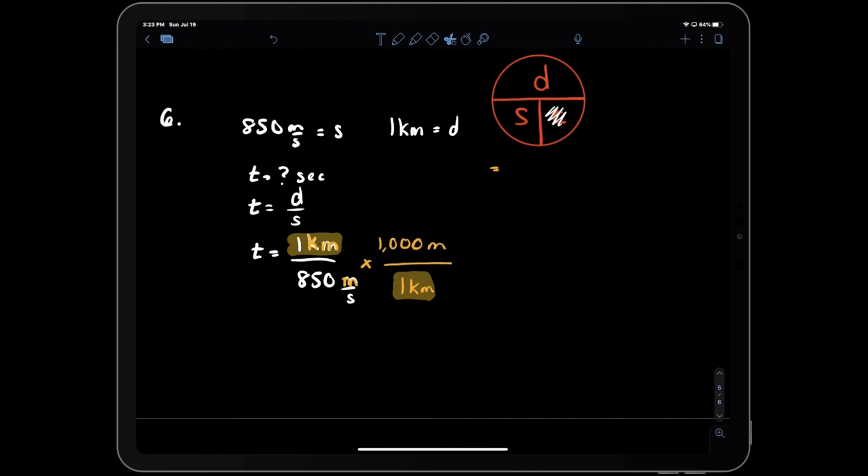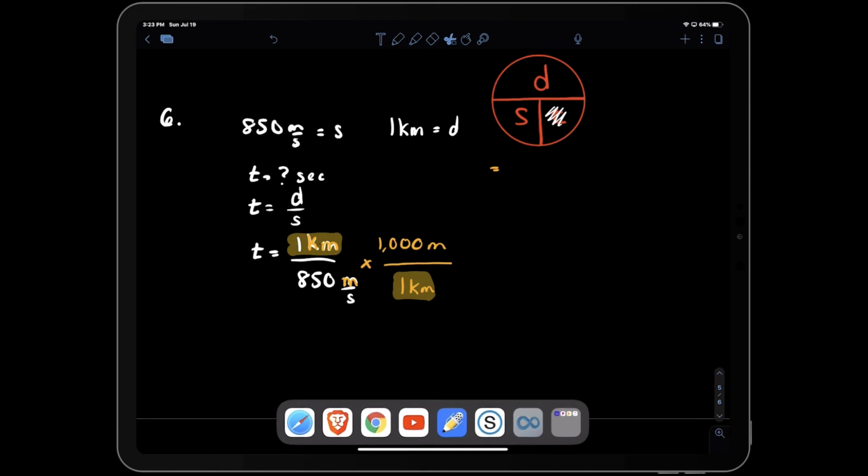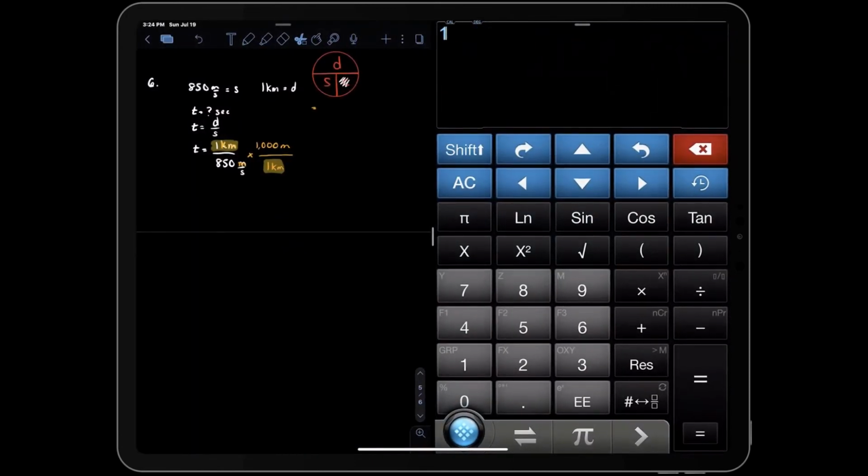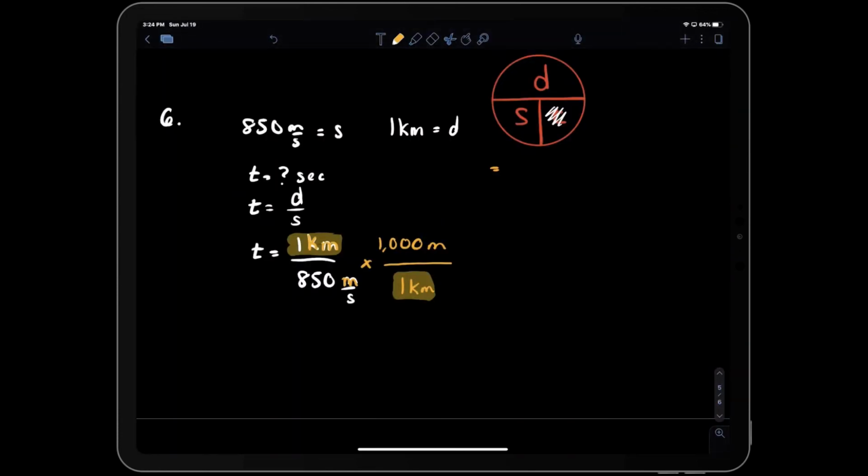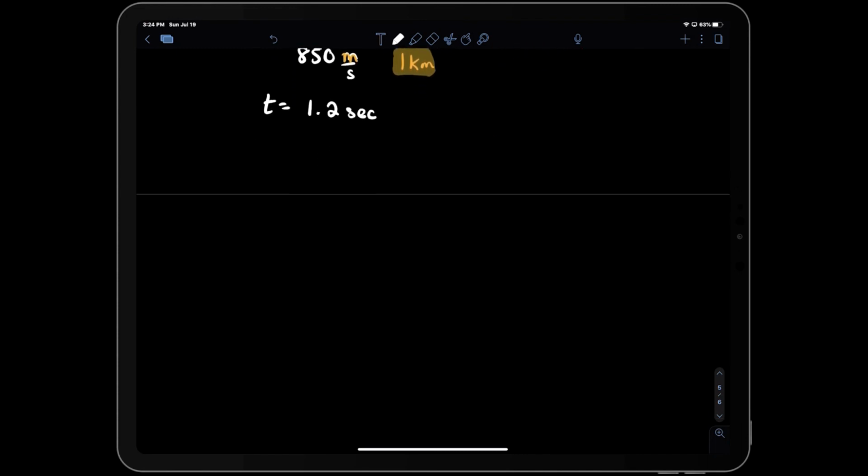All right, so essentially what I end up with is 1,000 divided by 850, and I get, let's round it off, 1.2. So we'll have our answer as 1.2 seconds. It's not going to take very long because the bullet travels at a high rate of speed. You only have 1 kilometer that it's going to be traveling. It's not going to take long to get through there.